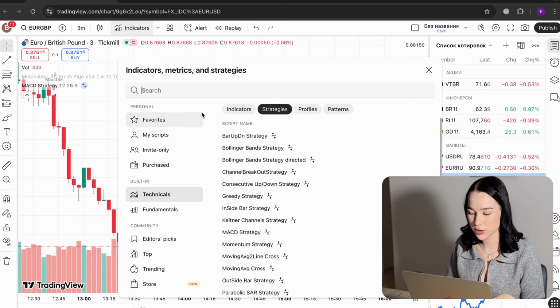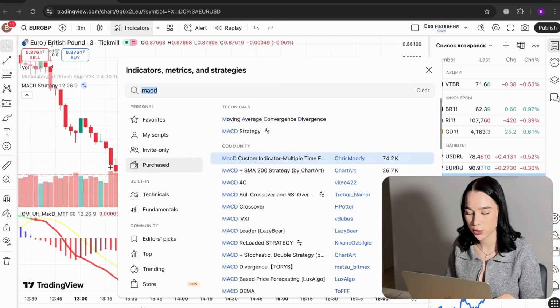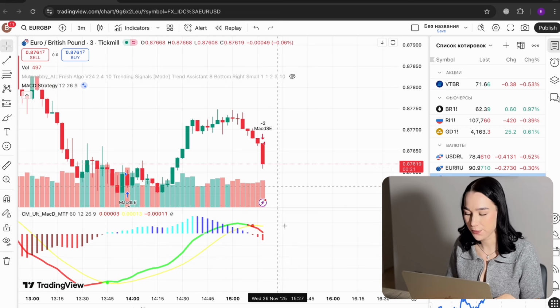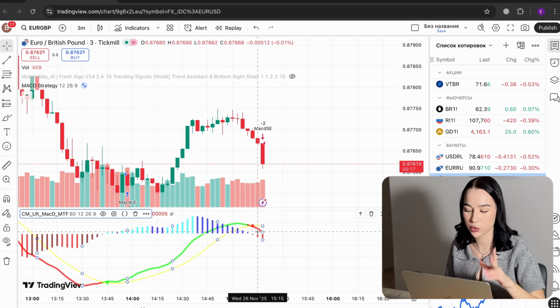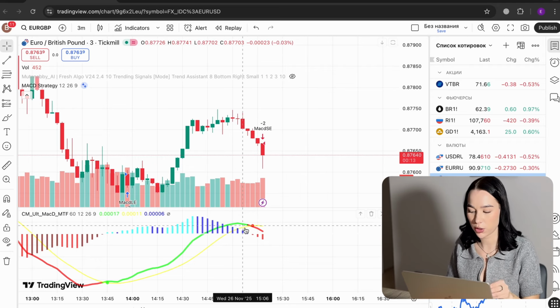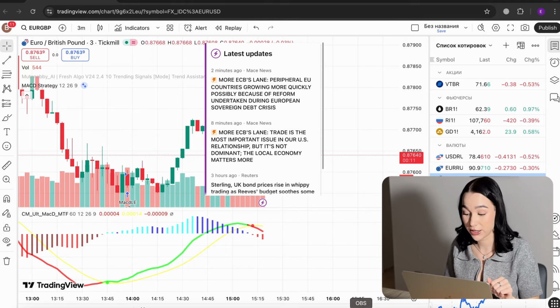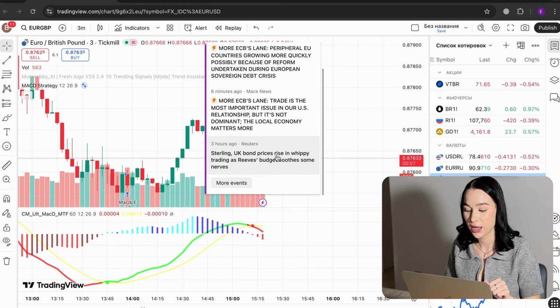You can also type in the search, for example, MACD, and here you see community indicators, like this ULT MACD MTF. It's showing us actually the same: the bars, the histogram, the 2 lines of MACD, the signal and MACD line, but it's also showing us the crossings of these lines. Also, we can click here, by the way, on this purple button, and we can see some of the events that happened. So that's how you can also.